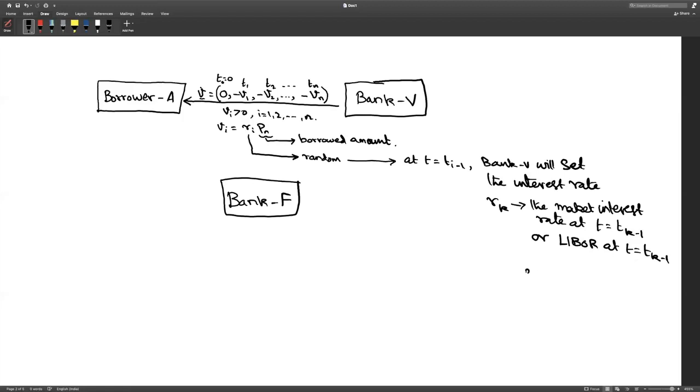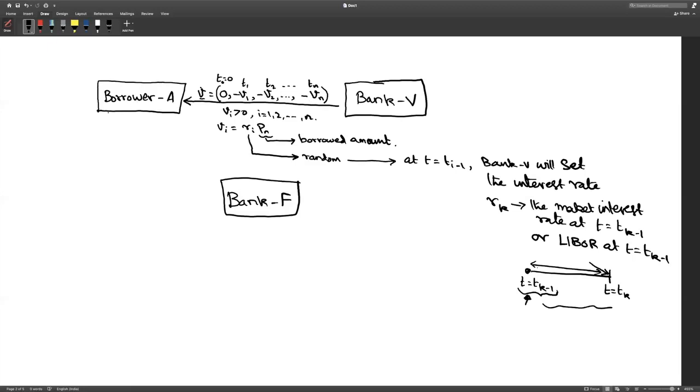It means the bank will tell at T equal to Tk minus 1 what is the interest rate that it will charge for the interest payment at T equal to Tk. So the borrower A will know what is the interest that he is going to pay for this period. So up to here only he will have the uncertainty of what is the interest rate for this period, but he will know at Tk minus 1 what it is. But it varies from period to period.